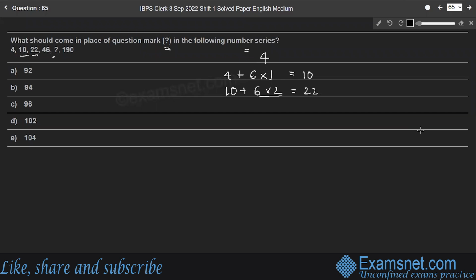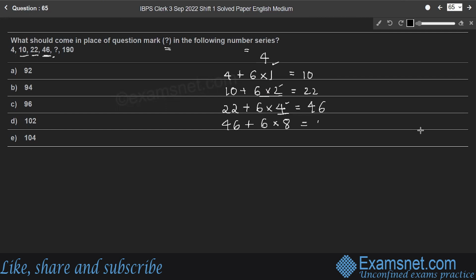The third number, right? So the third number 22 plus 6 into 4. 6 into 4 is 24. 24 plus 22 is 46. Here 46 is the fourth number, right? Here 1, 2 and 4. So look at the numbers. 1 into 2 is 2. 2 into 2 is 4. Therefore, 46 plus 6 into the number has to be 8. 6 into 8 is 48.